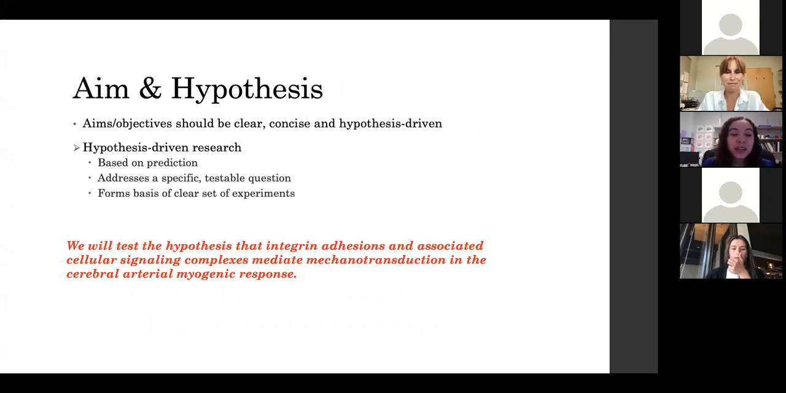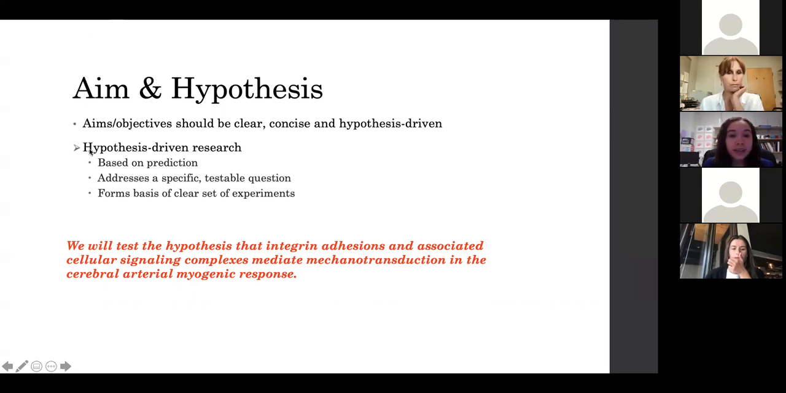Okay, so the next part of your abstract will be the aim or the hypothesis. For an abstract, you may choose to write an objective or an aim, or even write only the objective in the form of a hypothesis. So a hypothesis is a proposed explanation of something that has to be verified and tested before it can be widely accepted as a fact. So a hypothesis has a direction.